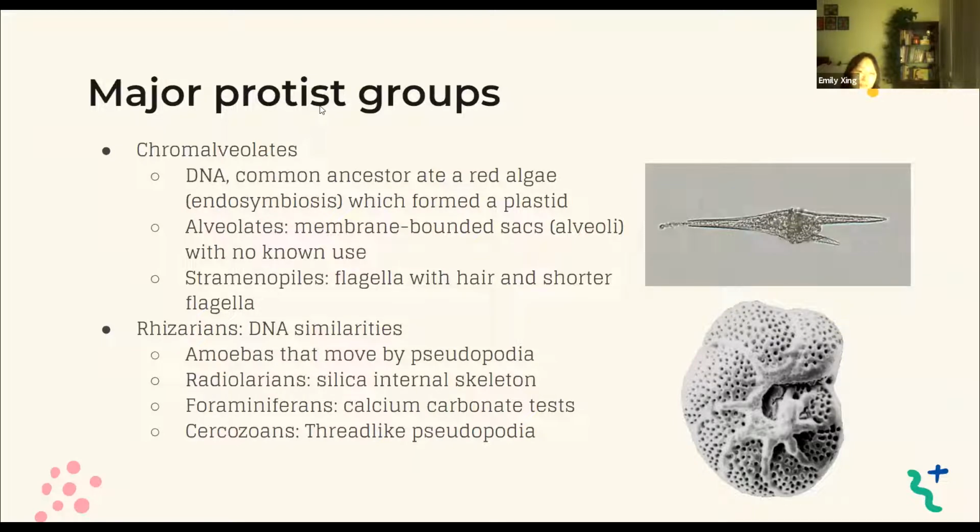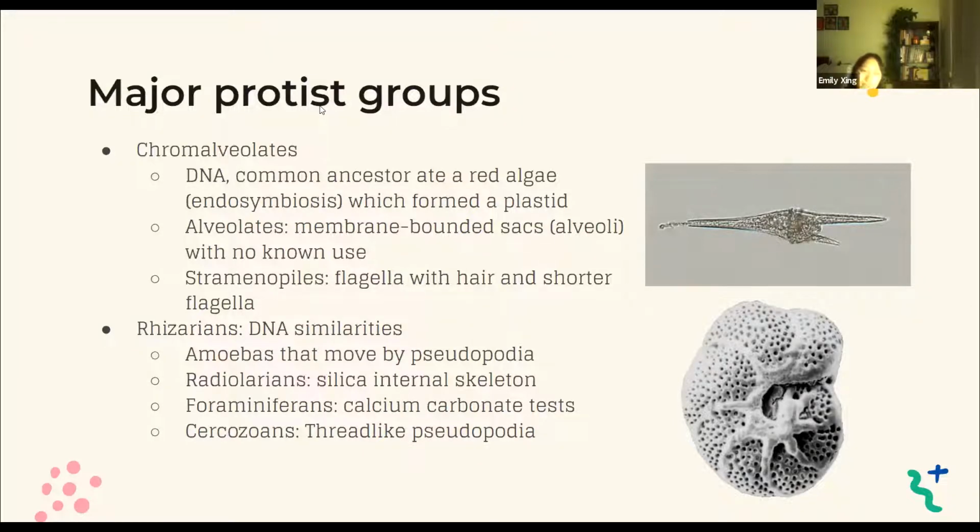And so within this group, we have 2 more groups: alveolates, which have membrane-bound sacs called alveoli, hence their name. We don't know what these sacs are actually used for yet. There have been hypotheses like metabolism or storage, but scientists are still trying to figure it out.